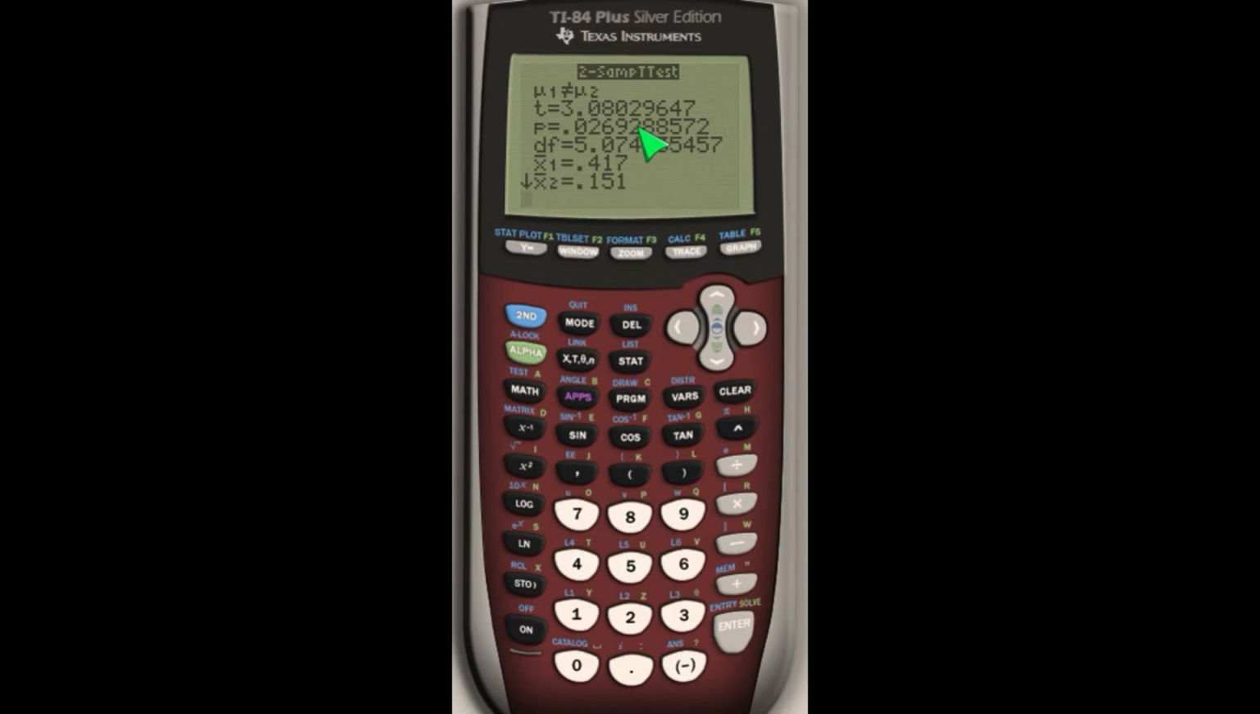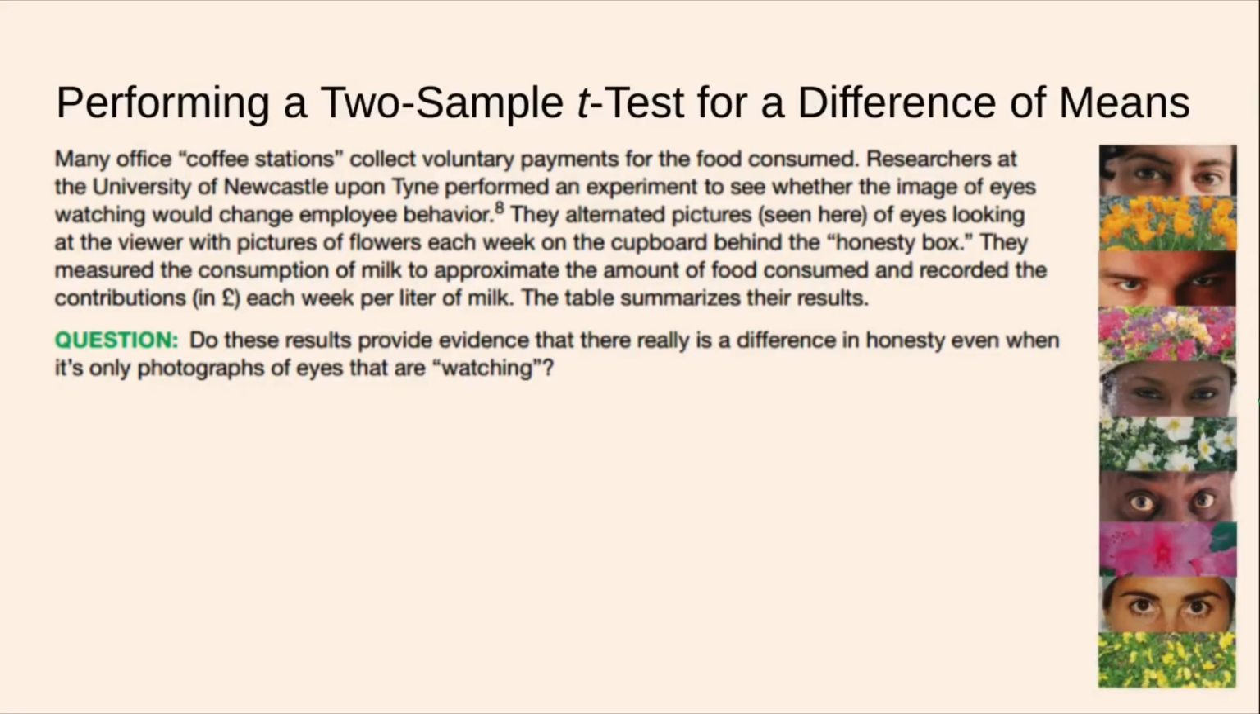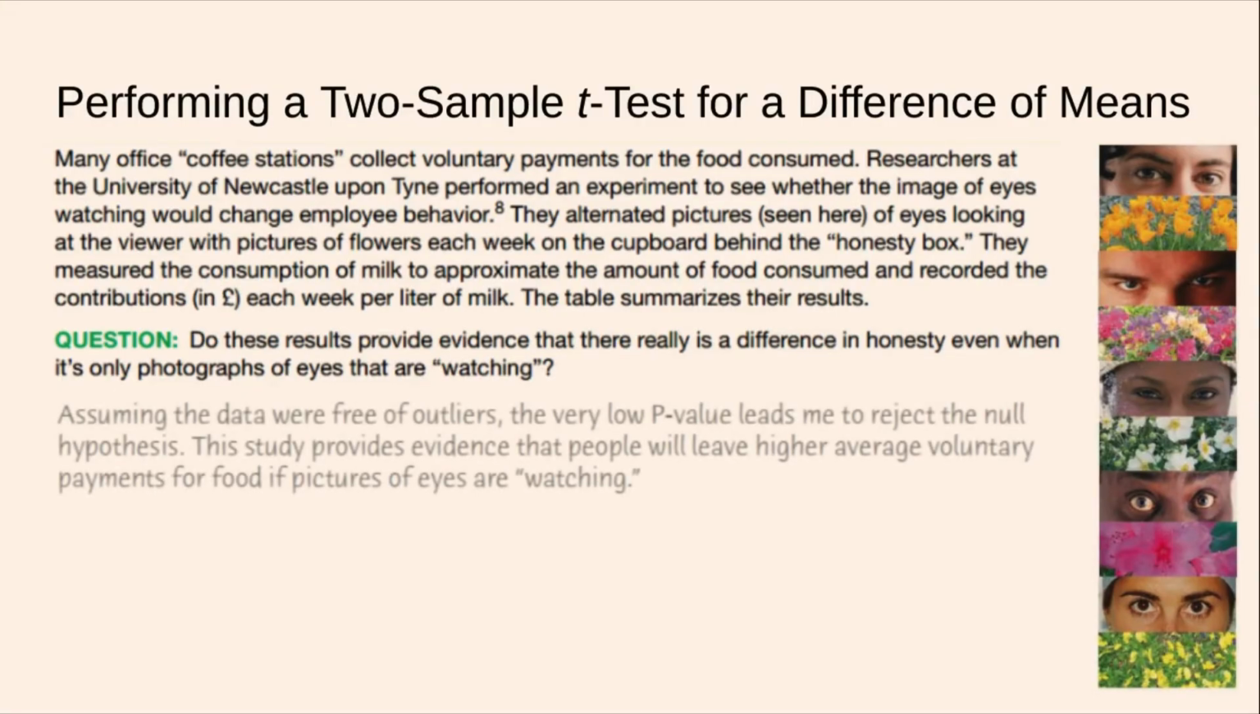That's a pretty small p-value, all right? And that's going to help us interpret our results. So how do we summarize our results? Now there's a caveat. We need to assume the data were in fact free of outliers. Otherwise, there's just too much that we don't know, and this is really not a good study. But assuming the data were free of outliers, the low p-value leads me to reject the null hypothesis. This study does provide evidence that people will leave higher average voluntary payments for food if pictures of eyes are watching.